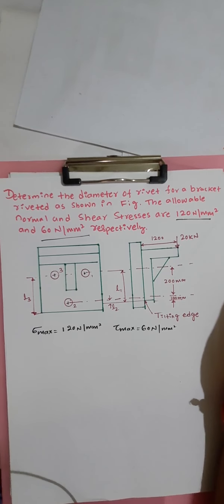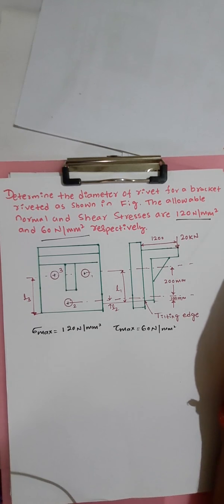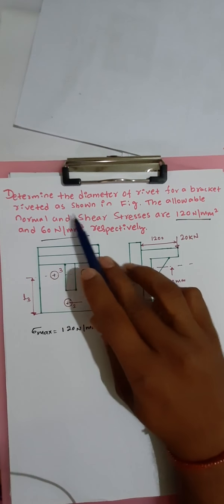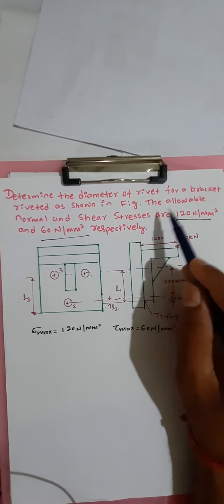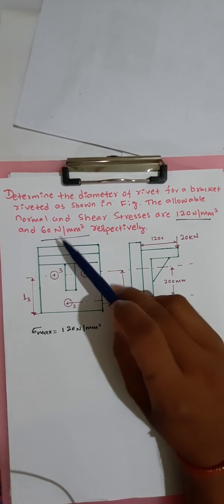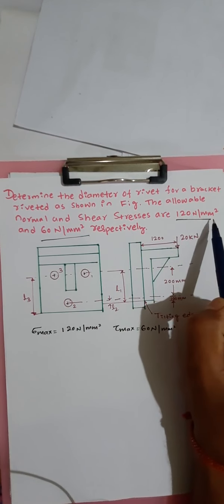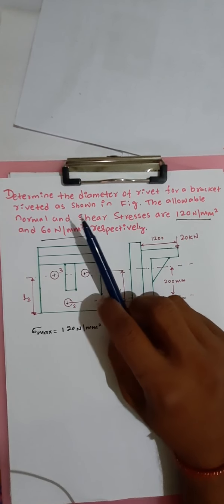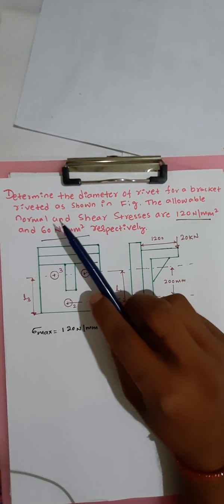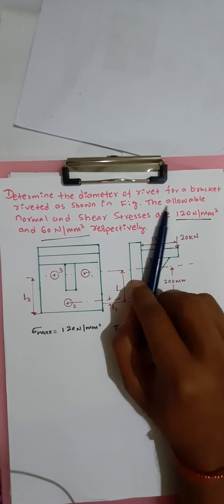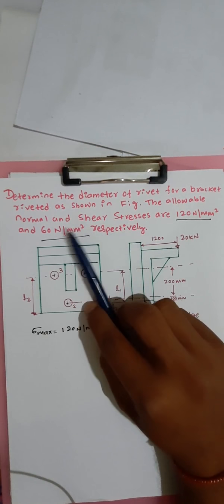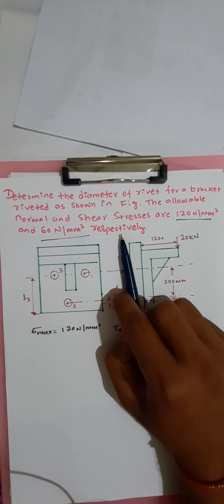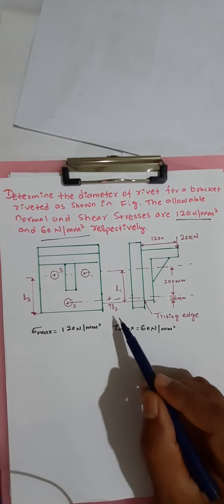Now first let us discuss the given problem. The problem is, determine the diameter of the rivet for a bracket riveted as shown in figure. This is the given figure. The allowable normal and shear stresses are 120 Newton per mm square and 60 Newton per mm square respectively. So this is the given problem and this is the given figure.